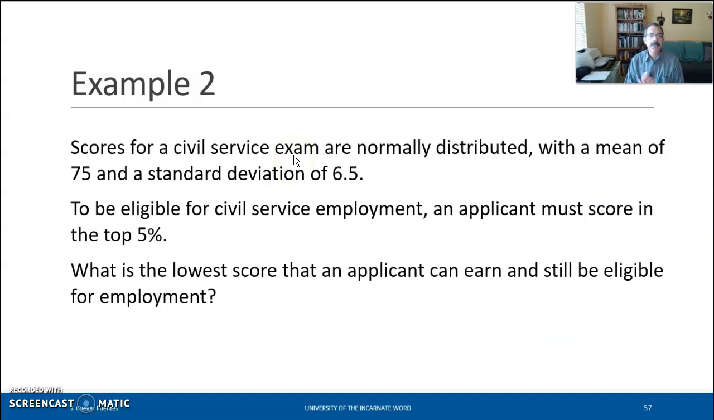So in this example, scores for a civil service exam are normally distributed with a mean of 75 and a standard deviation of 6.5. To be eligible for civil service employment, an applicant must score in the top 5%. The question is, what is the lowest score an applicant can earn and still be eligible for employment. So we're looking for the lowest score acceptable.